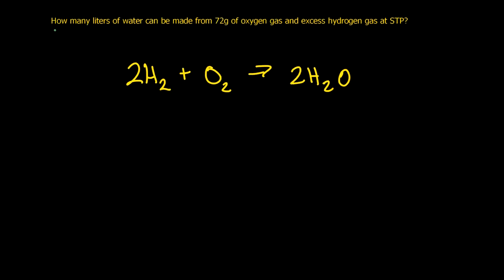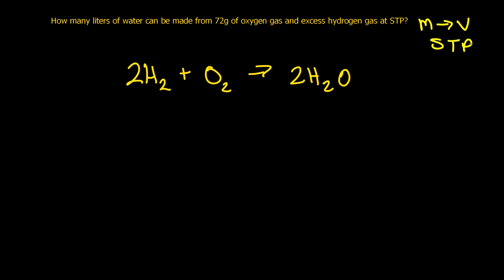Alright, this time we're doing how many liters of water can be made from 72 grams of oxygen gas and excess hydrogen gas at STP. So we're doing mass to volume at STP. Mass to volume at STP isn't too difficult. It's not as easy as volume to volume at STP, but it's still pretty simple.